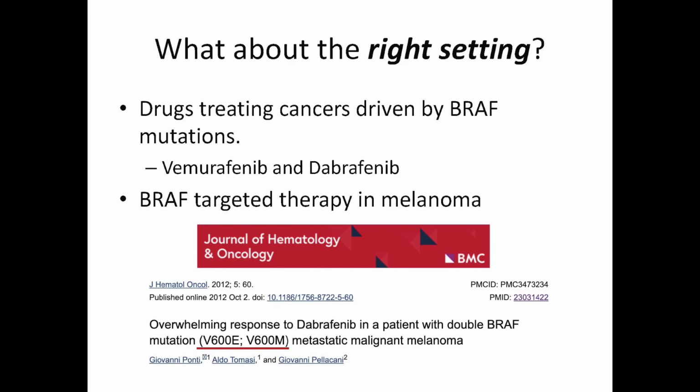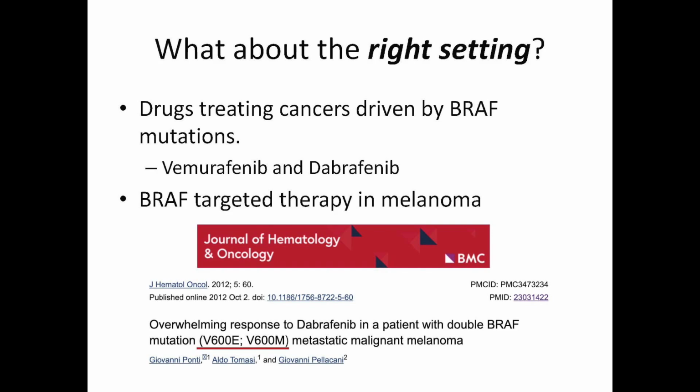Here we use the examples in BRAF targeted therapy in cancers. BRAF is a gene that encodes a protein called BRAF. BRAF is a protein involved in sending signals inside cells and is involved in directing cell growth. It has been reported that the BRAF gene is mutated in some human cancers, including melanoma. There are drugs treating cancers driven by BRAF mutations. Vemurafenib and dabrafenib are two drugs approved by the FDA.